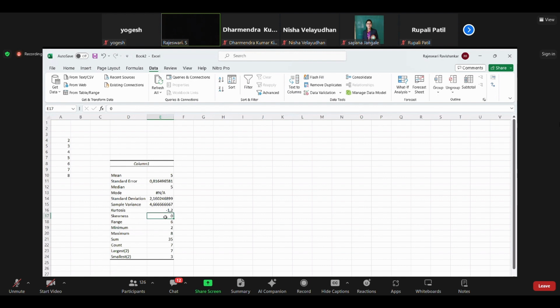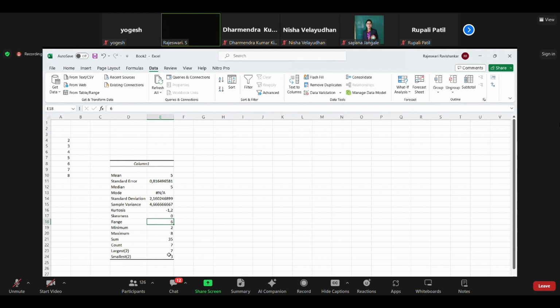Okay. And it says that your mean, median, mode will also be the same. Skewness is the same because if you see the mean value and the median value, they both are the same. So there is no skewness in it. And what is the range between this? Range is nothing but your minimum value and maximum value. So minimum value is 2 and maximum value is 8. So that difference is your range.